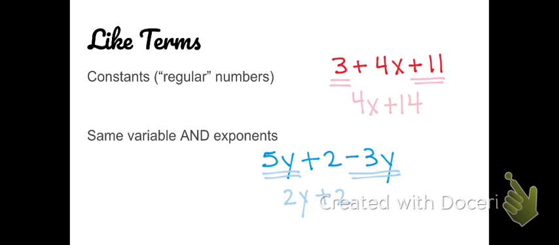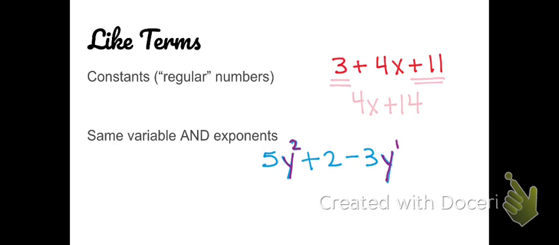Now, what if I change the expression to this? Are there any like terms in this expression? No, because although this term and this term both have a y, the exponent for the first term is a 2, and the exponent for the 3y, we don't usually put it, but it's a 1. There's one y there being multiplied. So there are no like terms that you can simplify, that you can combine, in this one.